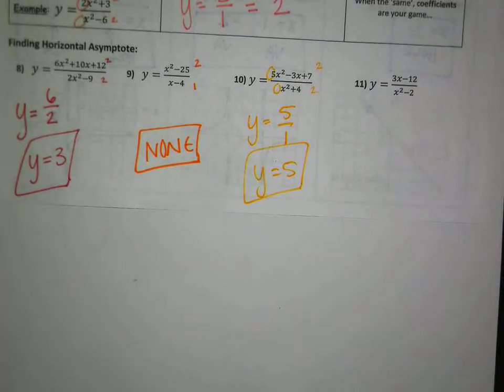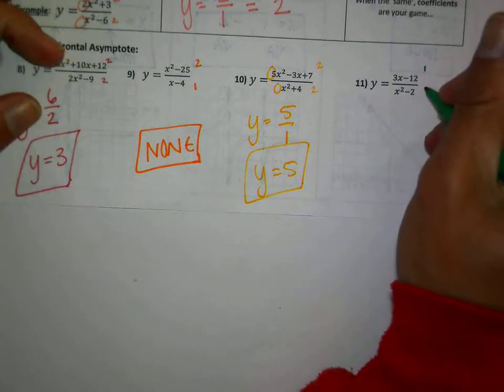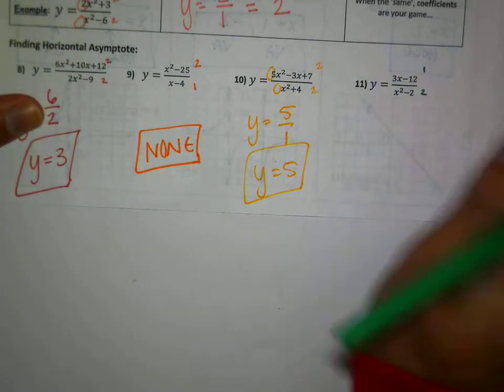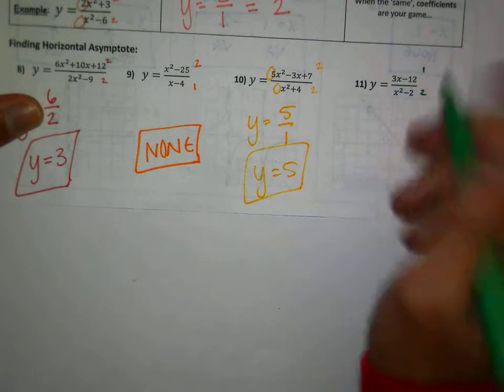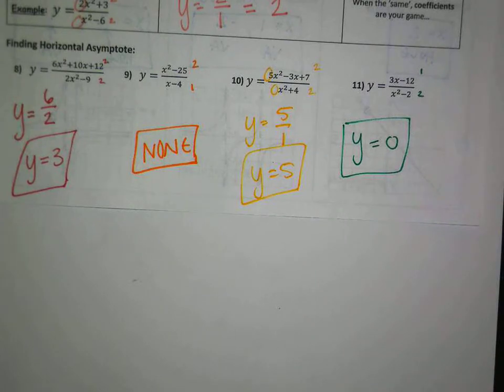And then the last one, what is the degree of the top? 1. What is the degree of the bottom? 2. So low over high is y equals 0. Yeah, that's what I meant. So low over high is y equals 0. Okay, we're done.